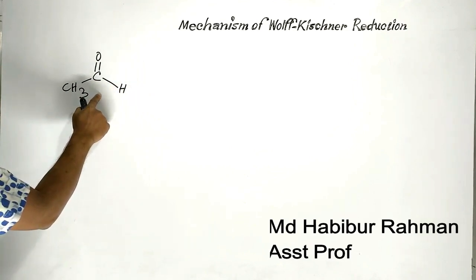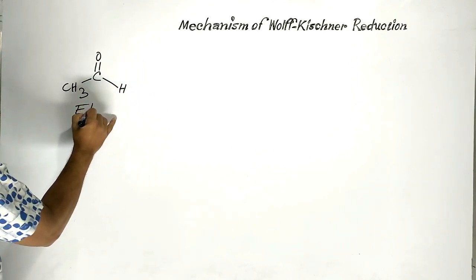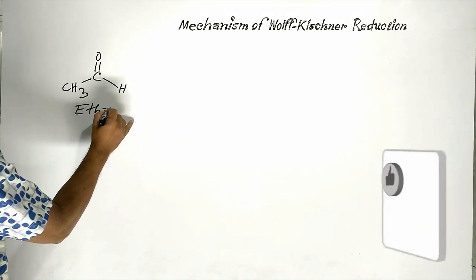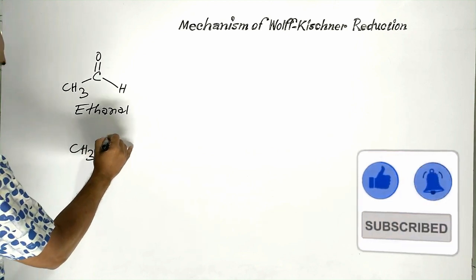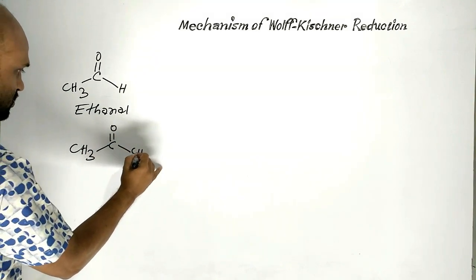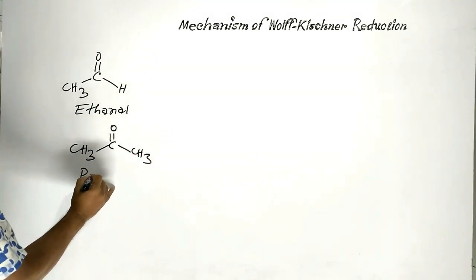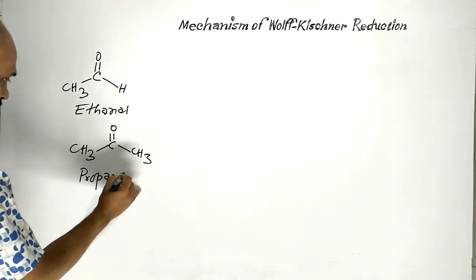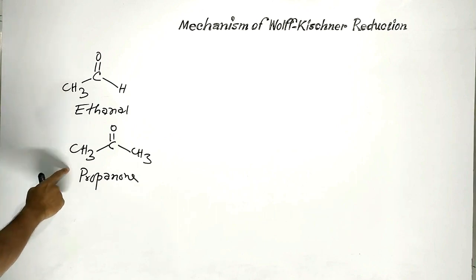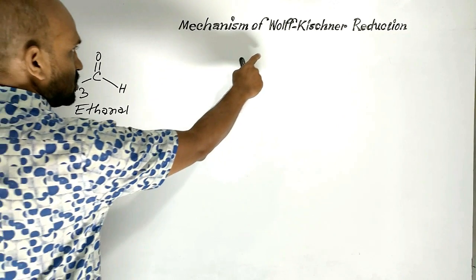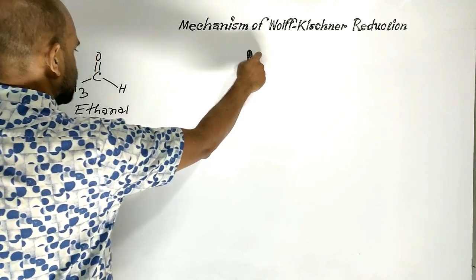This is aldehyde, ethanal, and this is ketone, propanone. Reactions of aldehyde and ketone are Wolff-Kischner reduction reactions.